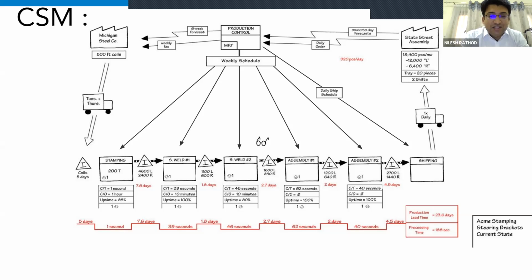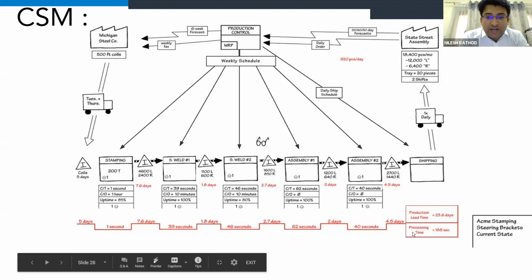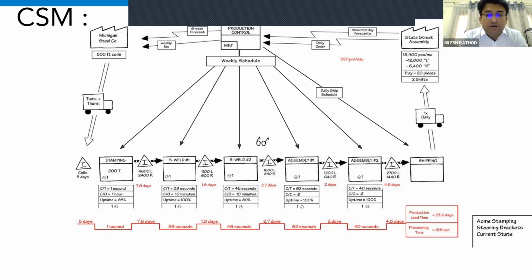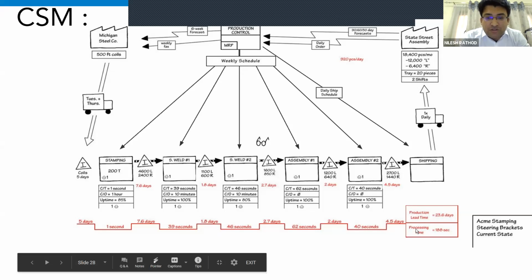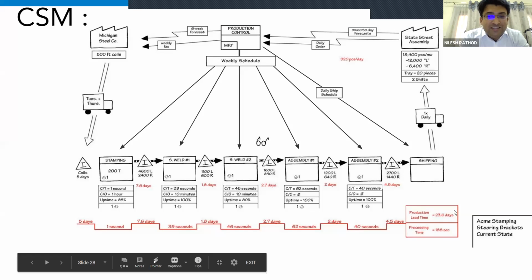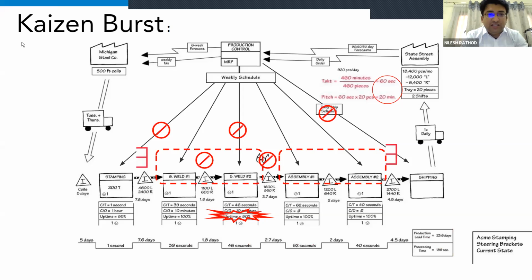Are you getting this? So if you calculate the ratio of value added to non-value added, it will be less than 1%. And this is the reality. And we have to improve our value added ratio. That is nothing but the ratio of processing time to production lead time. It is in seconds, whereas it is in days. So what are the opportunities? You will find that opportunity is nothing but the Kaizen burst or the area of improvement. So this area of improvement has been highlighted here in the red boxes.